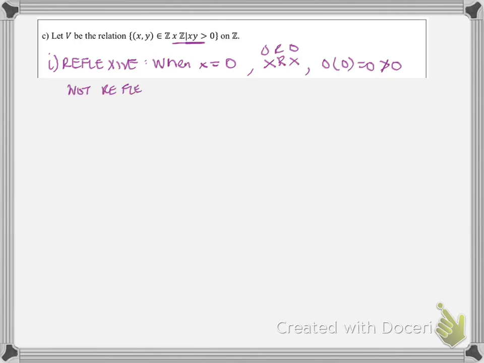Remember, it's a for all statement. So to disprove a for all, you have to show that there exists one that makes it false. And so it's not reflexive. Take a minute and think about the other two and then come back to the video.